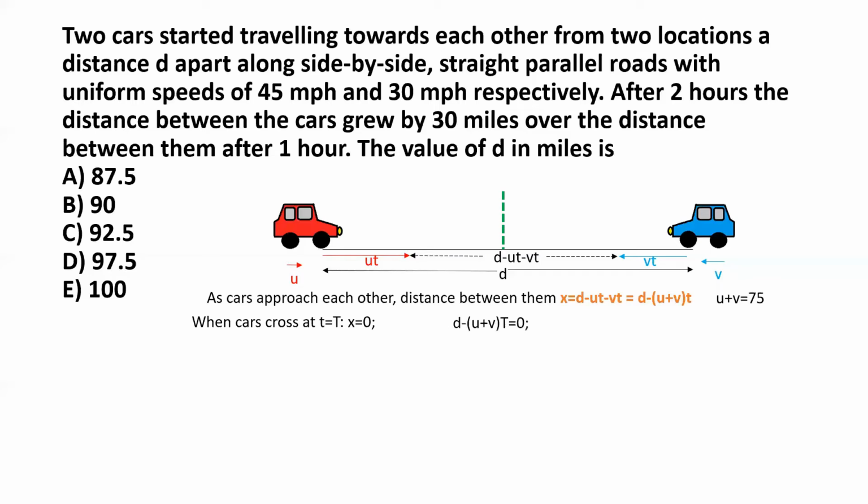We have d minus (u plus v) multiplied by capital T is equal to 0, because x is 0. We just substituted x as 0 in that orange equation and small t by capital T, which I'm denoting as the time of crossing. And from this, it's simple to see that the time of crossing capital T will be essentially d divided by u plus v. So that's the time point of crossing.